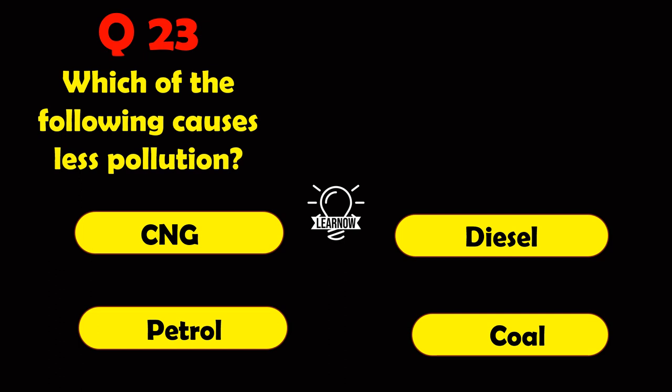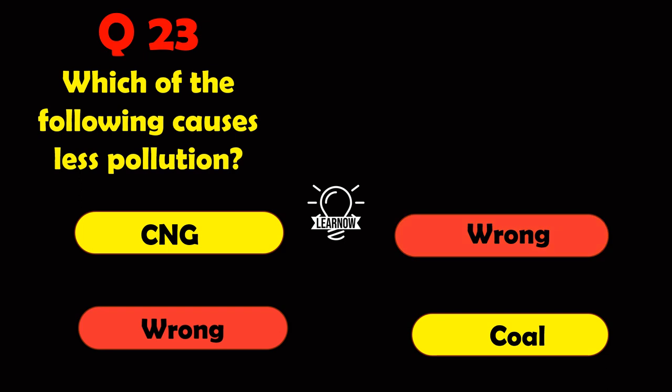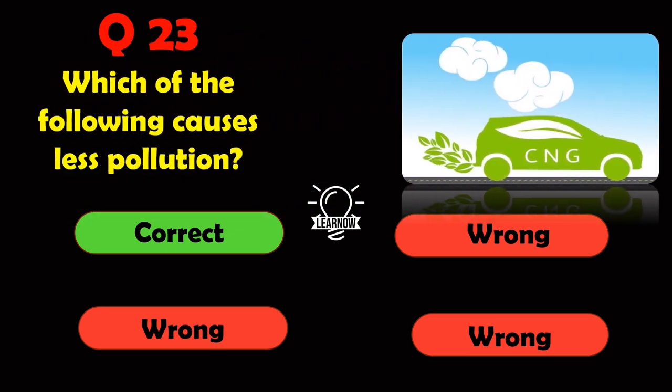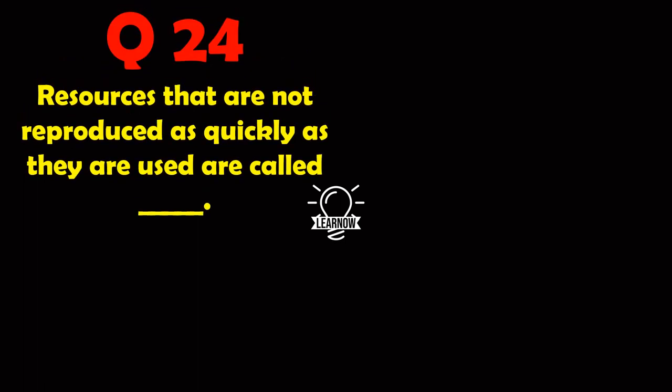So is it petrol? Petrol is wrong. Is it diesel? Diesel is also wrong. So it can be coal then. Coal is also wrong. So that means CNG, and we all know the full form of CNG, compressed natural gas. Remember this. So full form of CNG is compressed natural gas, and it is least pollutant, right? So it causes less pollution than petrol. So it is used as a fuel in vehicles. Next question, question number 24.